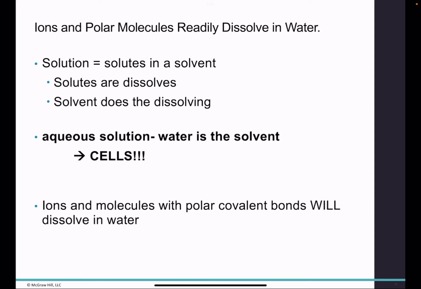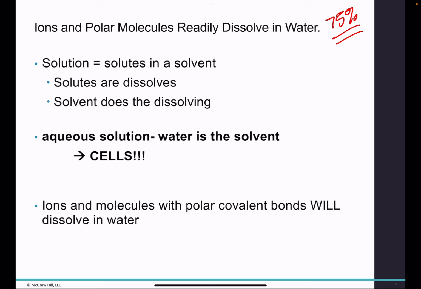This interaction between our ions, our polar molecules, and water is really important for living cells. That's because our living cells are approximately 75% or more water. So within the contents of our cell, we have this fluid called the cytoplasm. And the cytoplasm is basically water and some other important molecules that are dissolved within it. And so any molecule that you find within a cell is going to need to interact well with water.